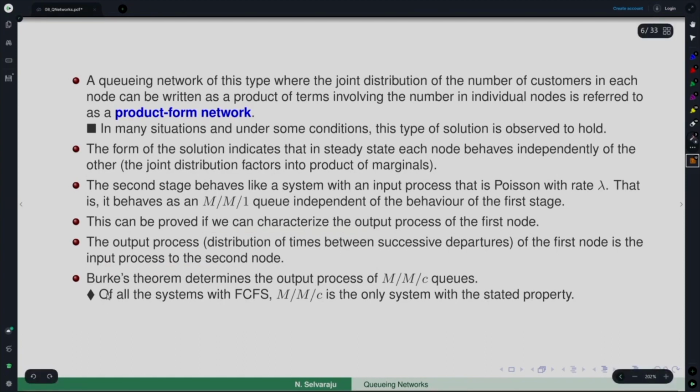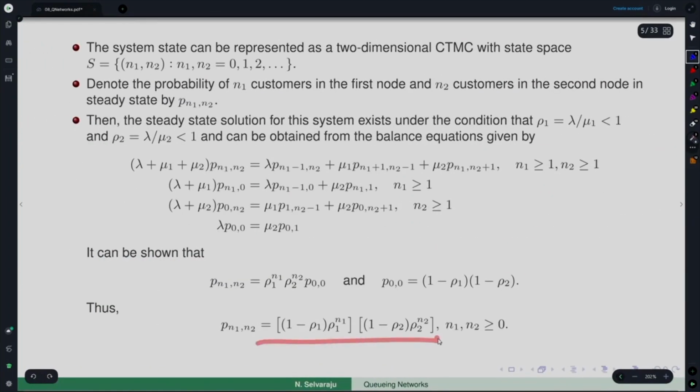Now, how do we characterize it? That is the result known as Burke's theorem, who gave the result in 1956, and it determines the output process of the M/M/C queue. What we have considered is M/M/1, but in general it is M/M/C. It can be shown that among all systems with the FCFS discipline, M/M/C is the only system with the stated property, that the output process is really a Poisson process exactly the same as the input process to such a system. Once we do that, we have explained why and how this is happening and how this form arises.